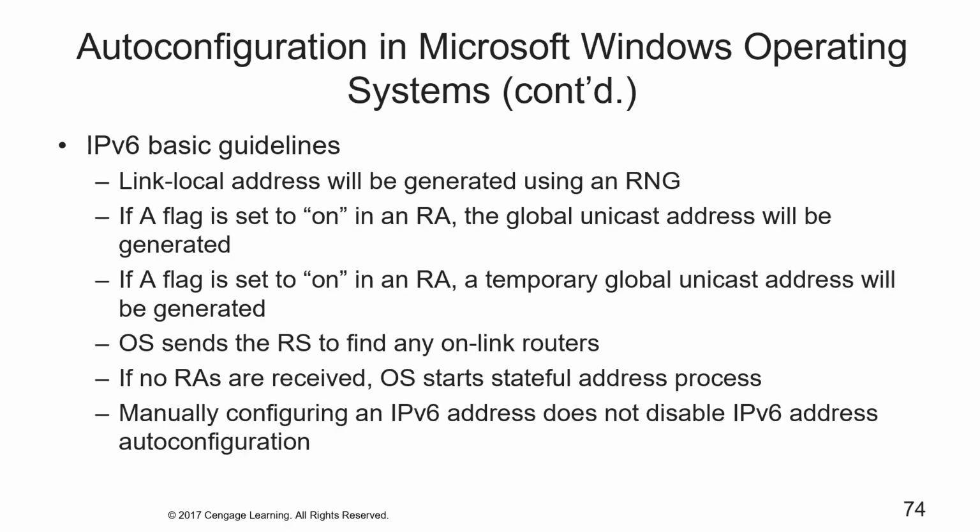Now, with IPv6, link-local addresses will be generated using an RNG. If the A flag is set to on in an RA, then the global unicast address is generated. Otherwise, a temporary global unicast address will be generated. The OS sends the RS to find any on-link routers. If no RAs are received, the OS starts the stateful address process, and manually configuring an IPv6 address does not disable the IPv6 address autoconfiguration.